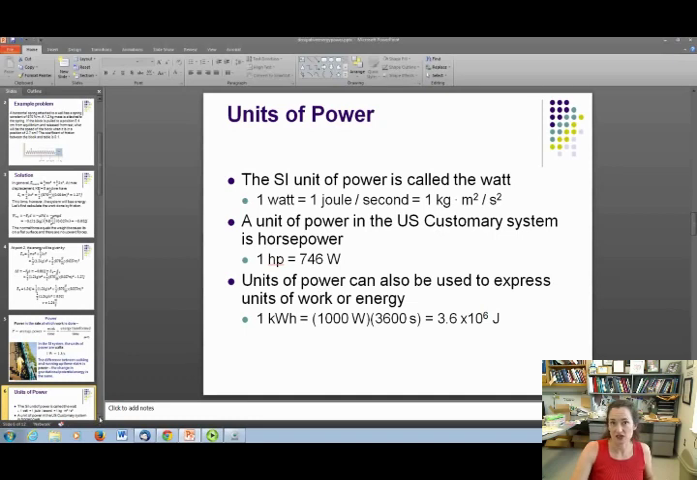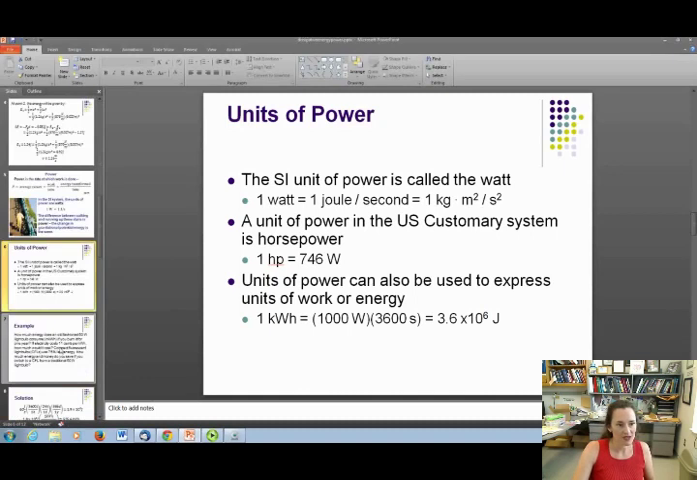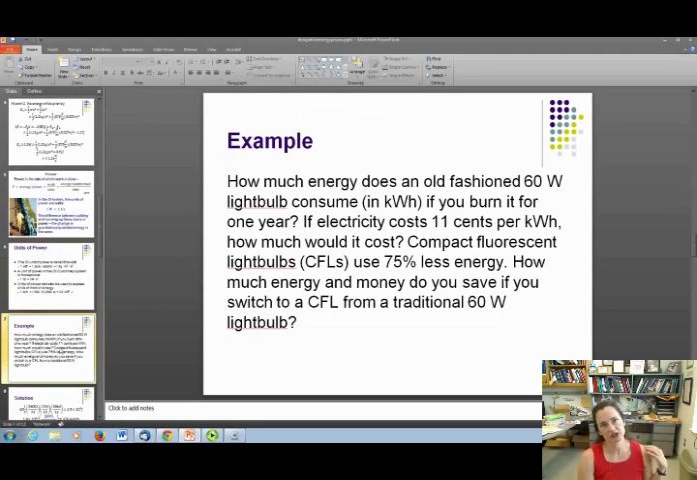The kilowatt hour is a unit of energy, though, right? Because it's a power times a time. Let me do an example problem, which is really just kind of playing around with units, but which helps us understand, I think, a little bit about our energy consumption.